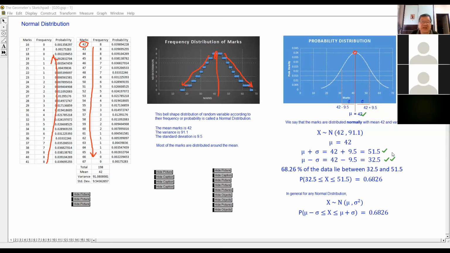How many students are there? About 68% of them lie between plus standard deviation and minus standard deviation. Most of the students will be between these two values, between 51.5 and 32.5. And how many of them are there? 68% of them will be within this range.